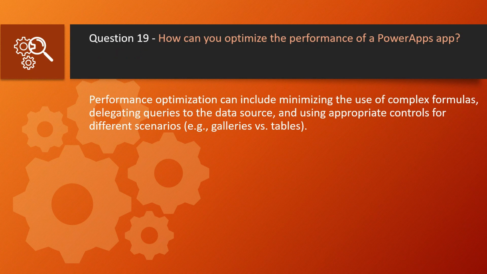Question 19 is a performance related question. How can you optimize the performance of a Power Apps app? Performance optimization can include minimizing the use of complex formulas. We need to delegate the queries to a data source, and we also need to use the appropriate controls for the different scenarios. We need to define when to use the gallery and when to use the table. So by handling the formulas, delegation of queries and different controls, we can increase the performance of any Power Apps app.